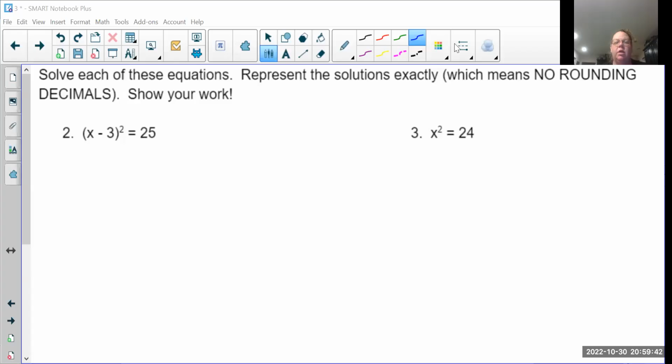Okay, so this video is gonna cover questions 2, 3, 4, and 5. These are just like the stepping stones to get to completing the square. So it's like, do you understand the pieces of it? So looking at number 2, we have x minus 3 squared equals 25.